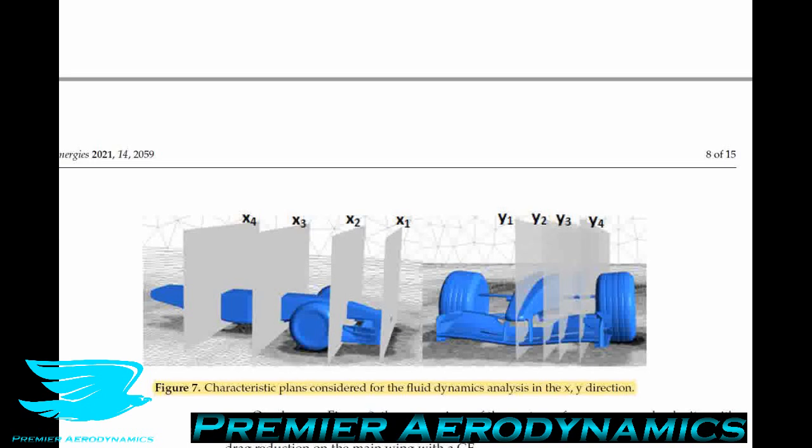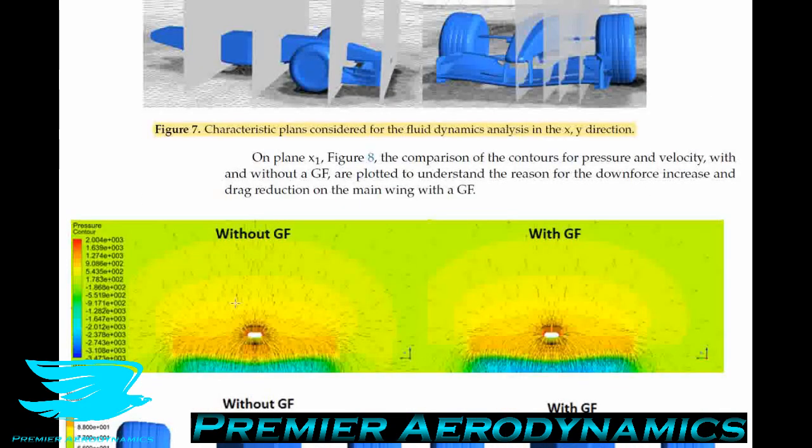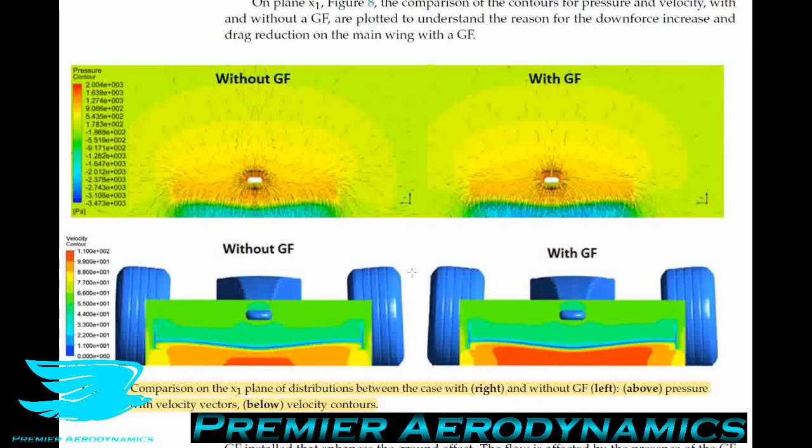So at X plane 1, at the very start of the nose, let's look at the effects of the Gurney flap, where they show some velocity and pressure components here.